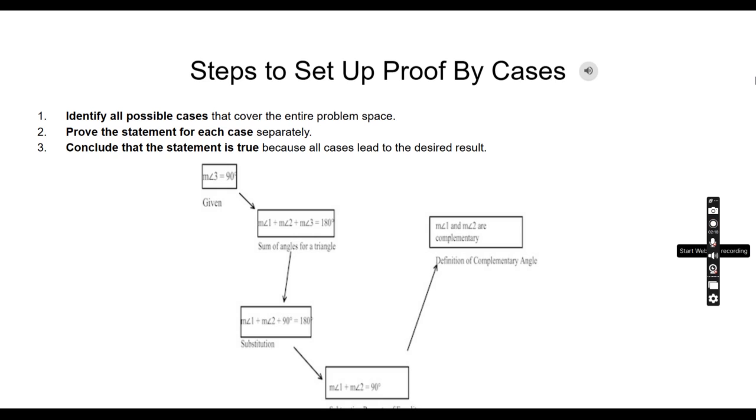Steps to set up proof by cases. The first step is to determine all the different scenarios under which the statement might hold. These cases should cover all possibilities without overlap or omission. Next, we tackle each case individually, showing that the statement holds true for that particular situation. Each proof should be logical, concise, and correctly justified. If each different case leads to the same conclusion, we can assert that the overall statement is true.